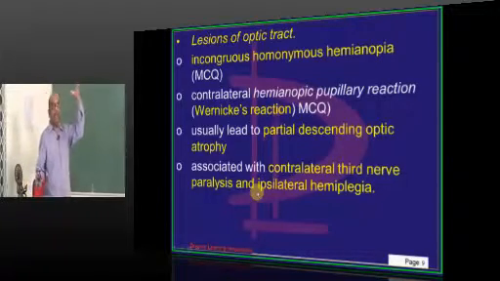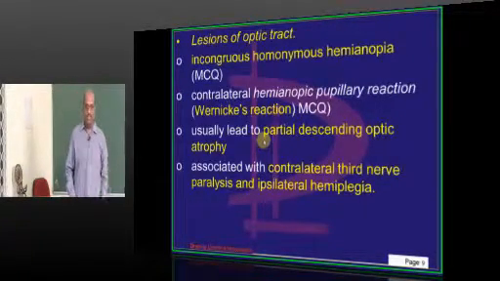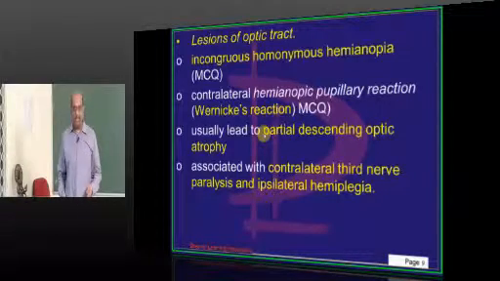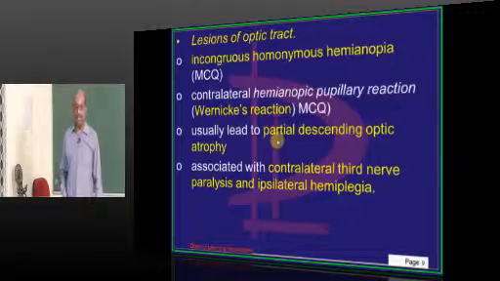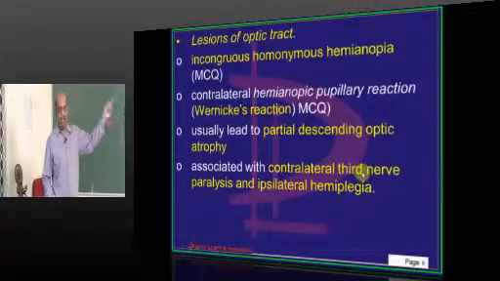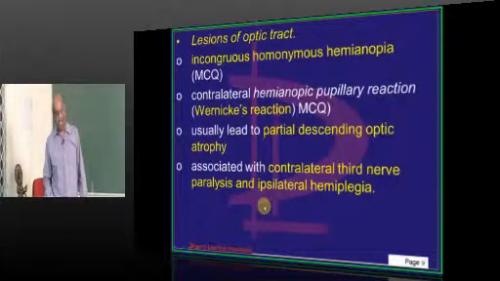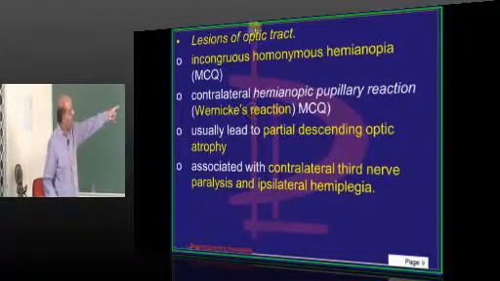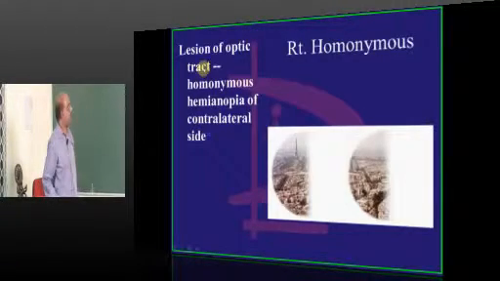because they are at the level of the midbrain, hence the third cranial nerve also is paralyzed and the descending corticospinal tract is affected, hence there will also be development of hemiplegia. So often the optic tract lesions are associated with contralateral third nerve and ipsilateral hemiplegic lesion as associated findings, in addition to incongruous homonymous hemianopia is what needs to be remembered.